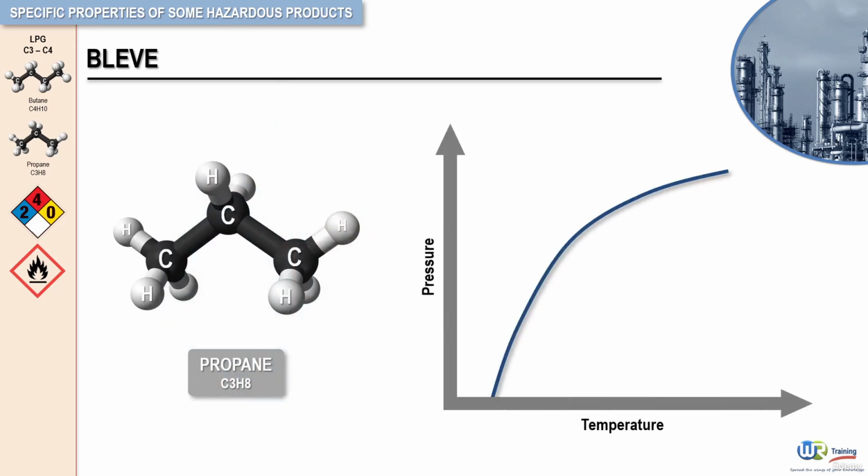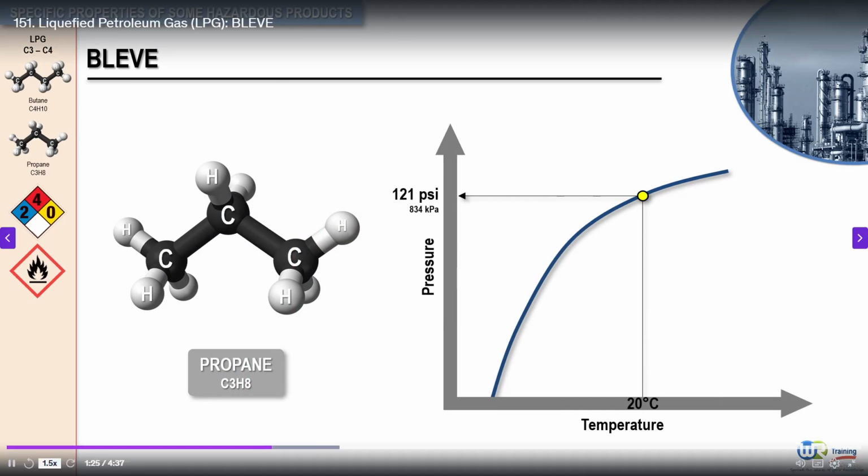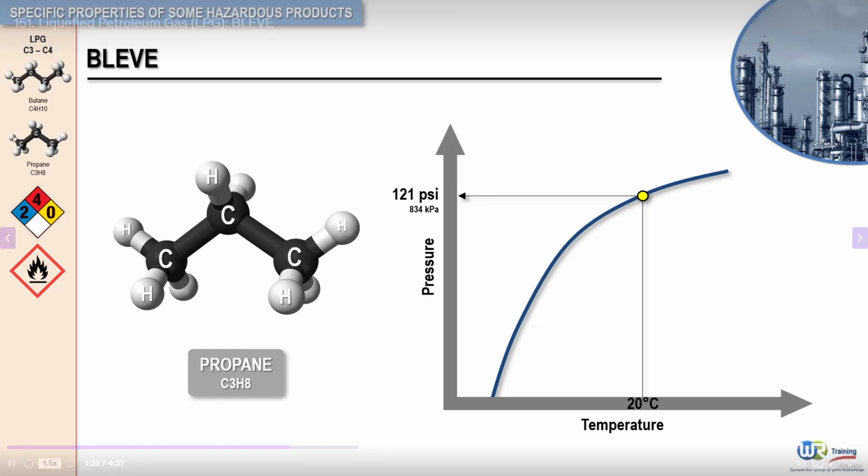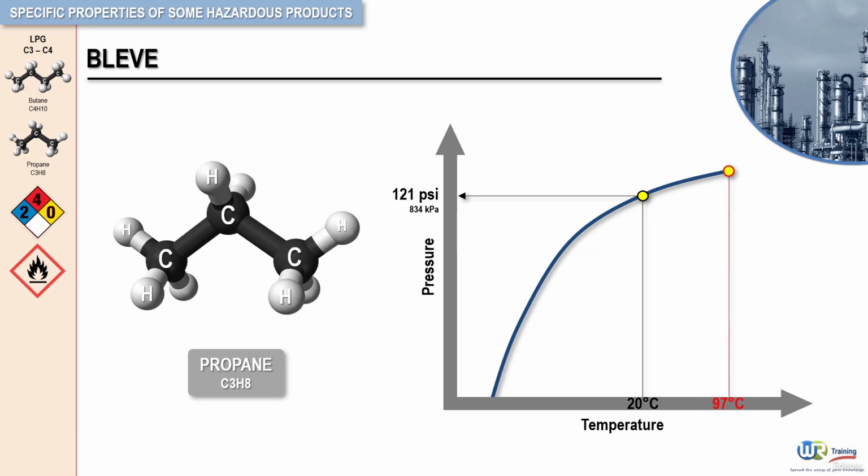At 20 degrees Celsius, propane is maintained as a liquid as a result of being under pressure of 121 psi or 834 kilopascals. At the critical temperature of 97 degrees Celsius, propane cannot be maintained as a liquid regardless of pressure. And at negative 42 degrees Celsius, propane will remain in a liquid state at atmospheric pressure.